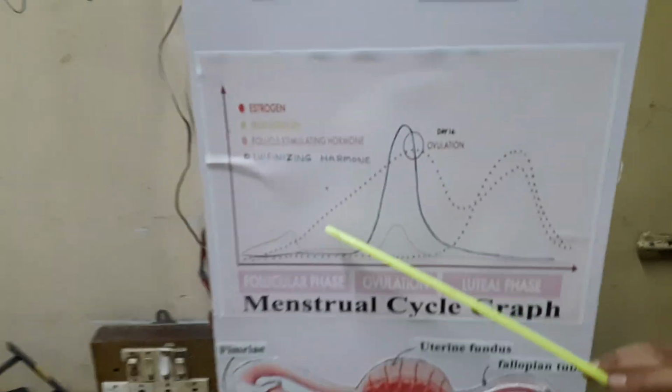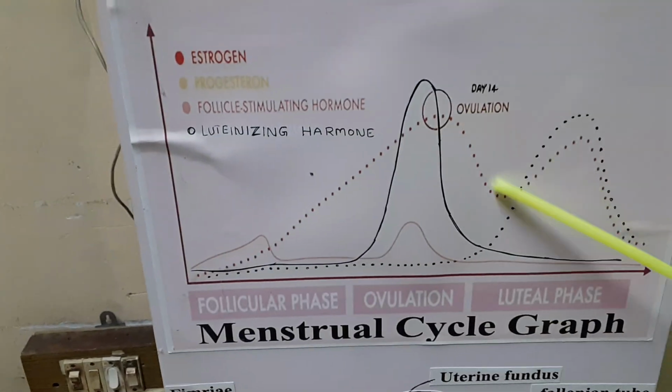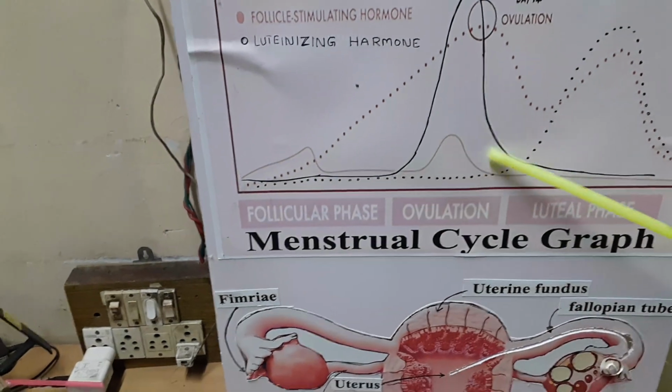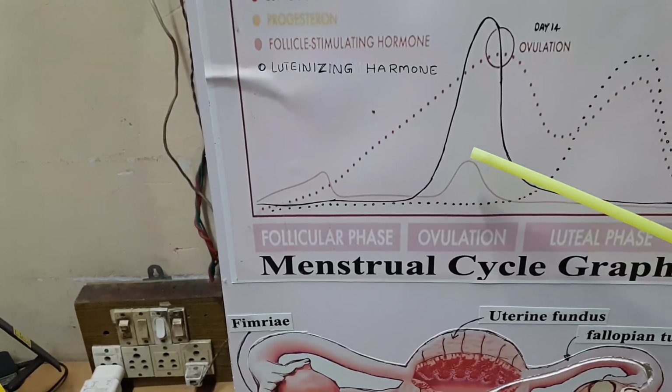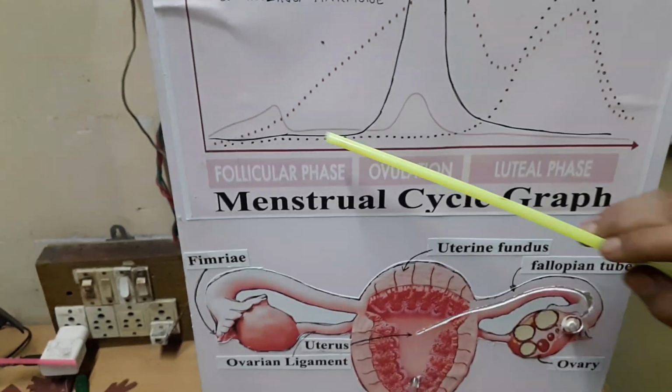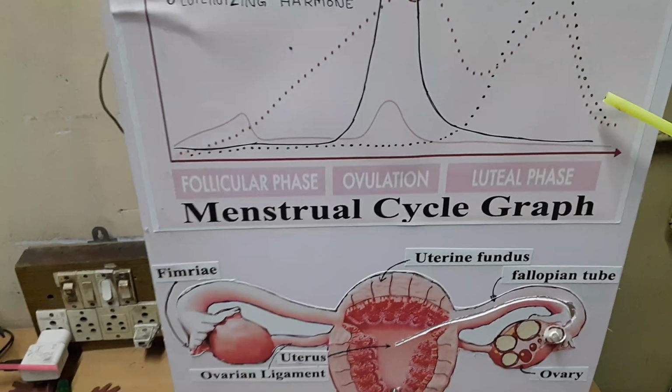In this graph, estrogen is represented by this red line, FSH is represented by this pink line, luteinizing hormone is represented by the black line, and progesterone is represented by the dotted black line.